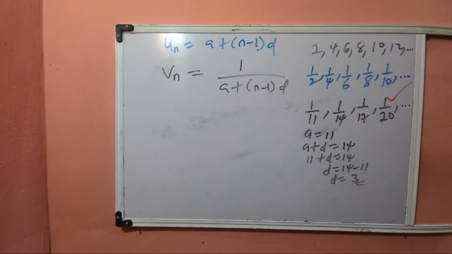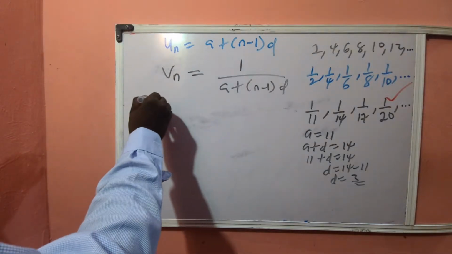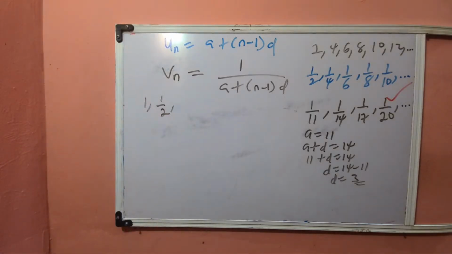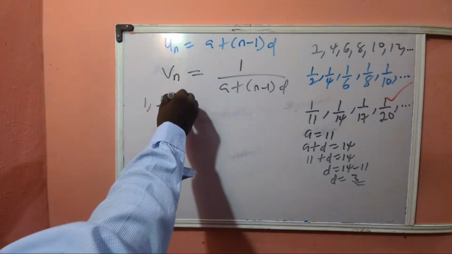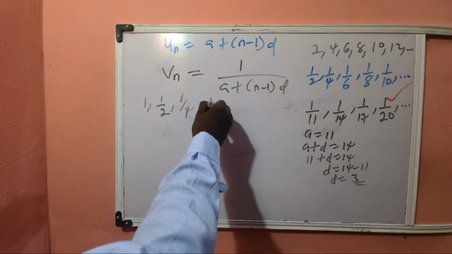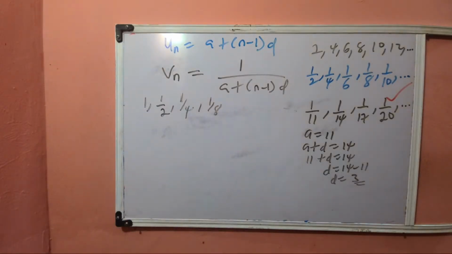Let's see this particular question. We have 1, 1 over 2, 1 over 4, 1 over 8. So is this a harmonic sequence? That's the question you should ask yourself.